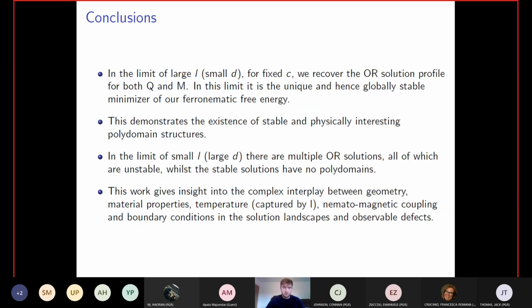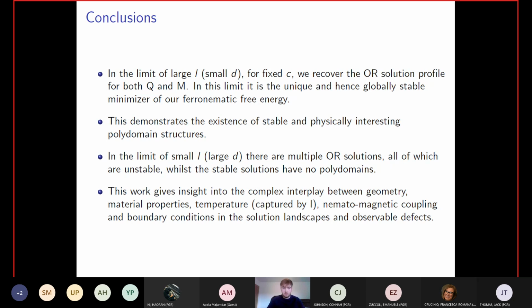So finally, to wrap things up, some conclusions. In this work we've demonstrated that for large L, small d, so for geometries on the nanoscale, the order reconstruction solution is the unique and therefore globally stable minimizer of the ferronematic free energy. And this is important because it demonstrates the existence of stable and physically interesting polydomains.